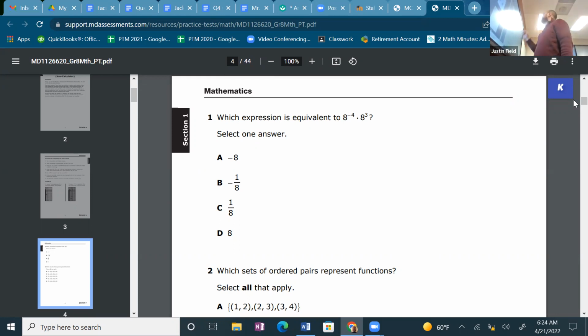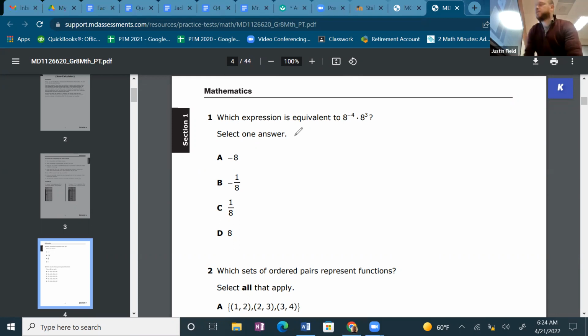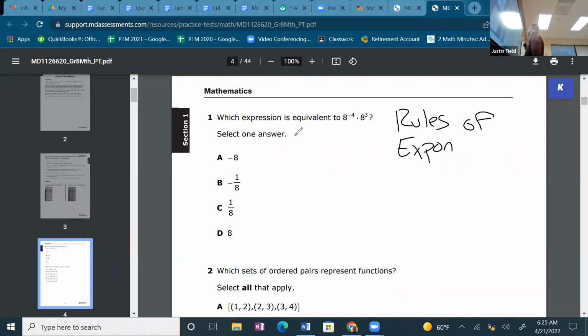Okay? Which expression is equivalent to 8 to the negative 4 times 8 to the third? Okay, so this is a rules of exponents question. So in each of these questions, write down everything I write down. And each of these questions is a chance for us to review a topic, not just get an answer. If you just go through these questions and say, oh, the answer is C, all right, move on, then you didn't learn anything. You wasted your time.